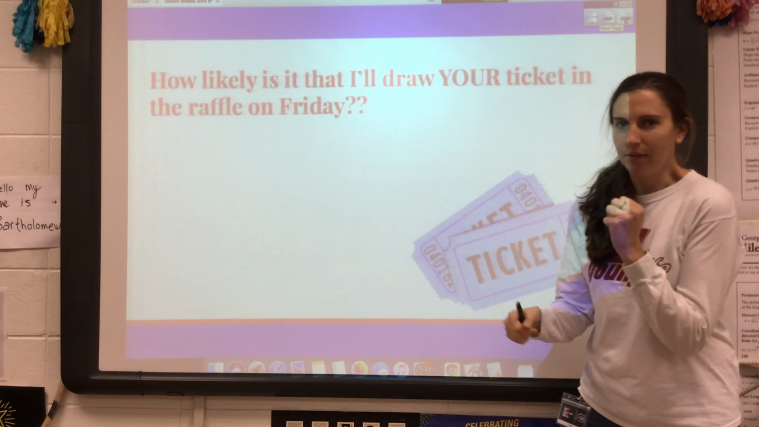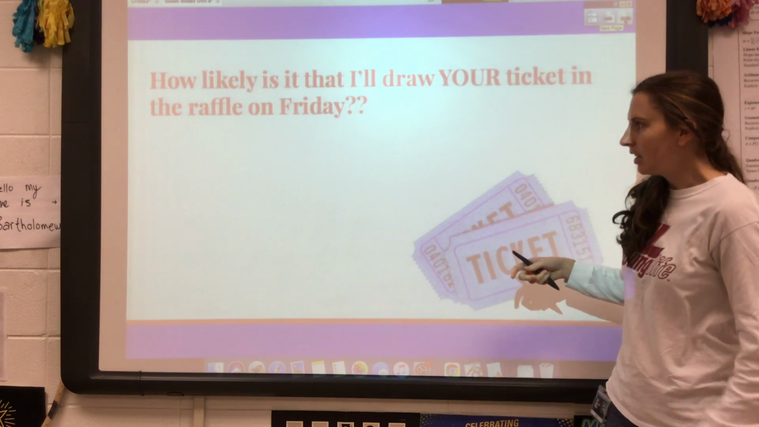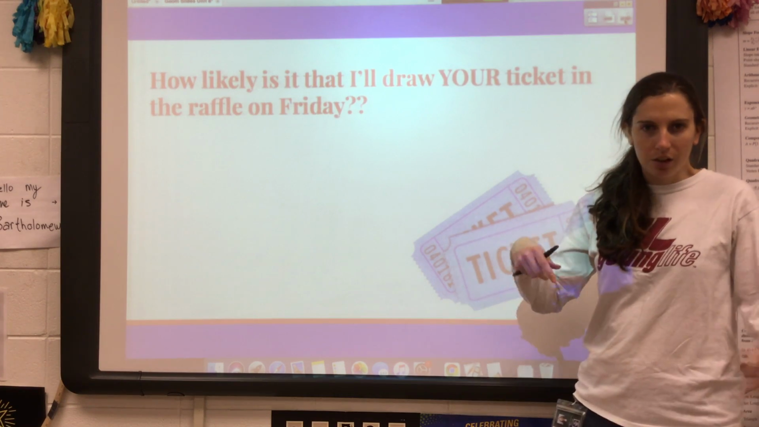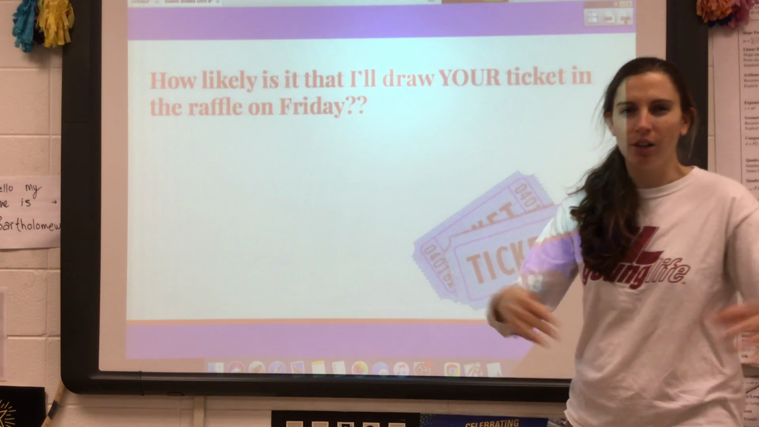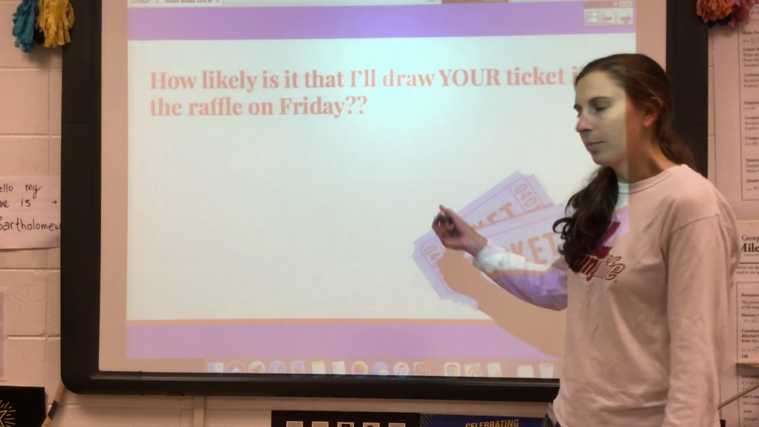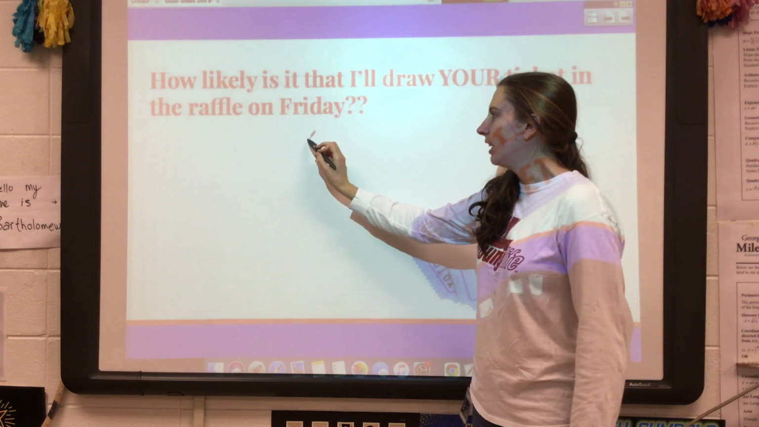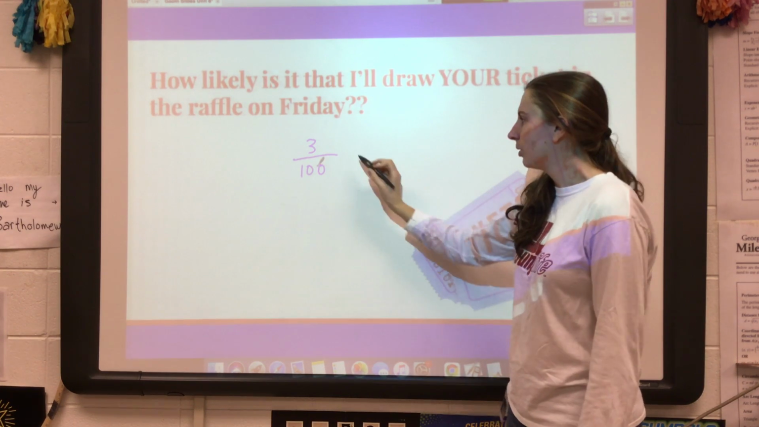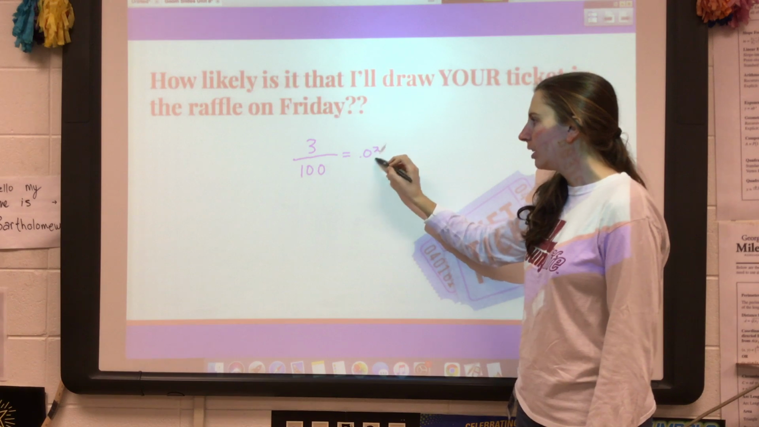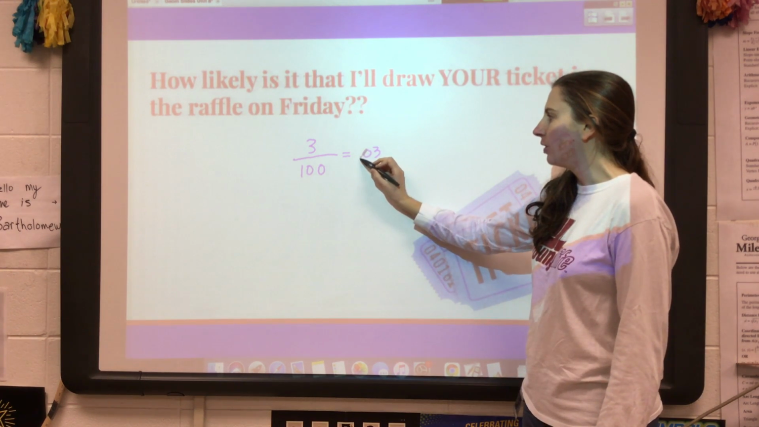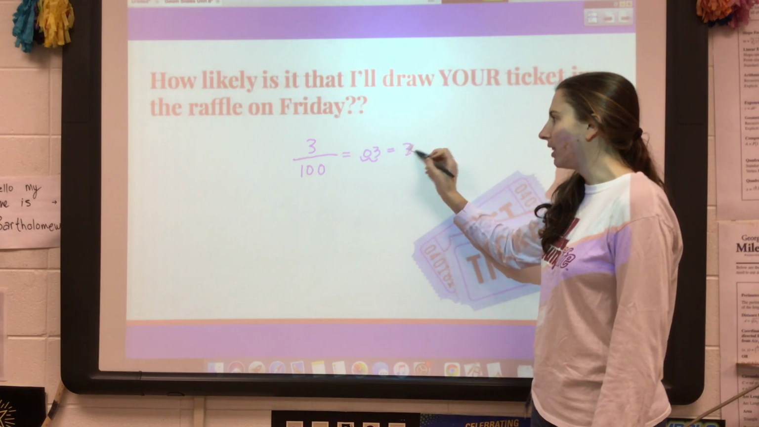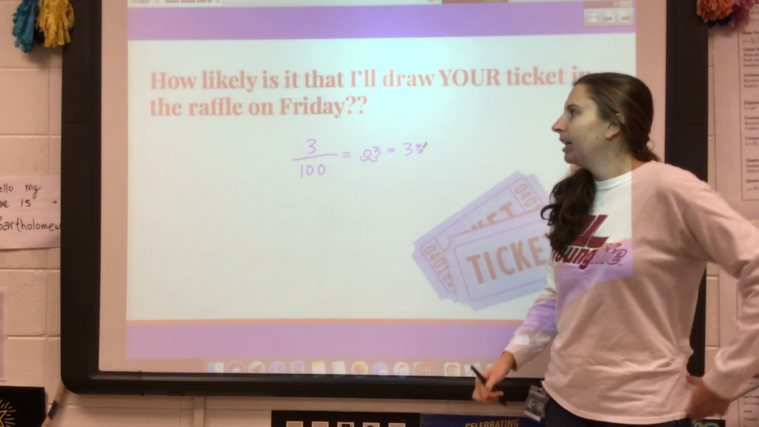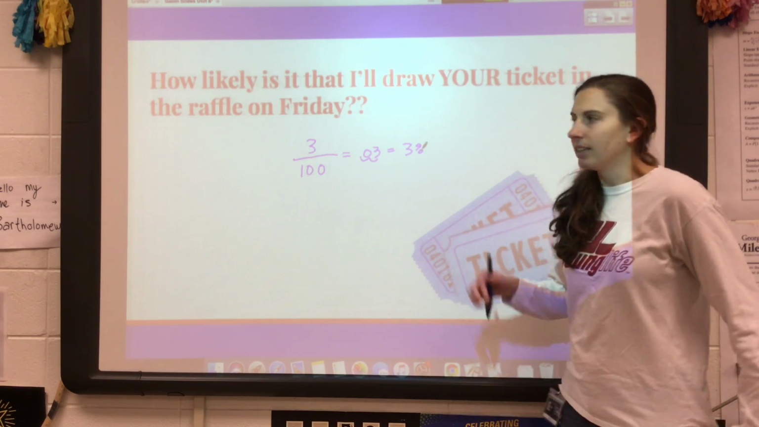Think about the raffle that we used to do on Fridays. This is just a quick little intro to probability. Let's say you have 3 raffle tickets out of maybe 100 that have been given out. Then the probability that your ticket's going to be drawn is 3 chances out of 100 total, which would be 0.03, or as a percentage, if you move the decimal 2 spots, 3%. And the more tickets you have, the higher your percentage is of winning the raffle. That's literally all probability is.